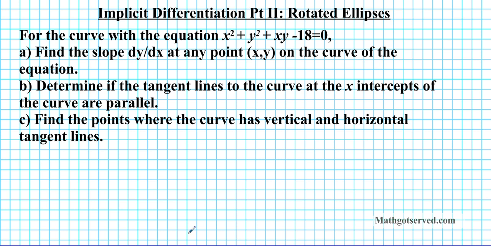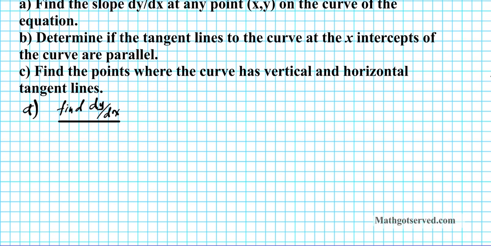Part A, we want to find dy/dx at any point (x, y) on the curve that this equation represents. Okay, so this is an implicitly defined function, so we're going to have to use implicit differentiation to find dy/dx. All right, so the original function is x squared plus y squared plus xy minus 18 equals 0.